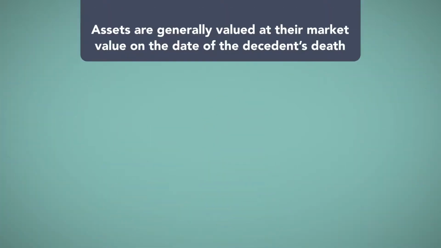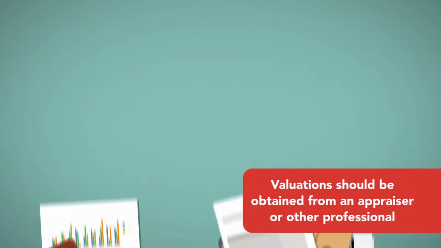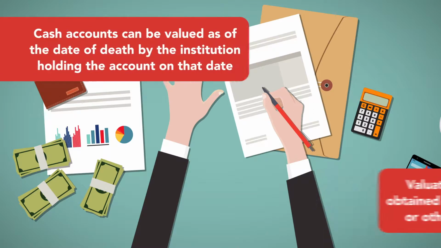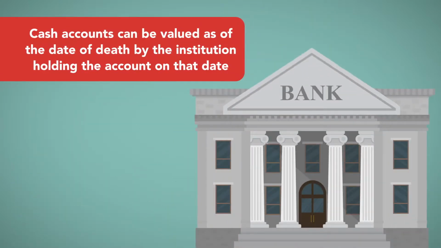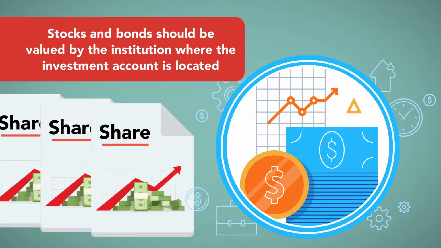Assets are generally valued at their market value on the date of the decedent's death, unless state or federal statutes specify otherwise. Valuation should be obtained from an appraiser or other professional familiar with the asset or industry. For example, cash accounts can be valued as of the date of death by the institution holding the account on that date. Stocks and bonds fluctuate and should be valued by the institution where the investment account is located or by a company specializing in the valuation of commodities.